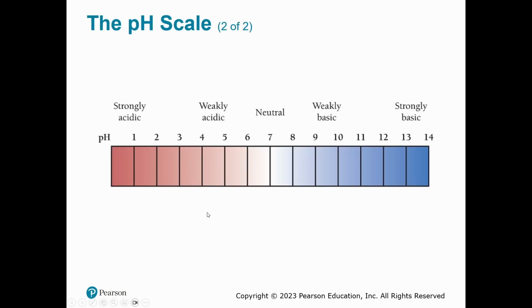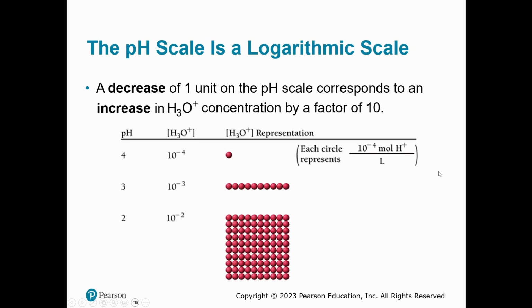And so instead of having a scale from 10 to the 0 to 10 to the minus 14, we have a scale that ends at 0 or starts at 0, depending on how you want to look at it, and ends at 14 or starts at 14, depending on how you want to look at it. We want to make sure that we remember that pH is an exponential type of relationship. So if I have a pH of 4 versus a pH of 3, pH 3 is going to have 10 times more acidic molecules in there.